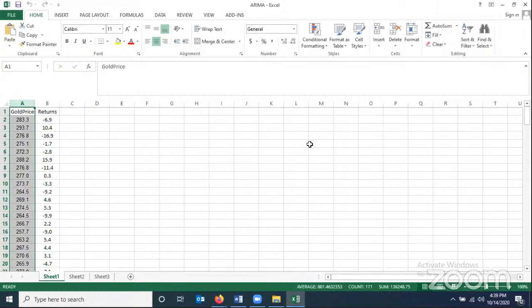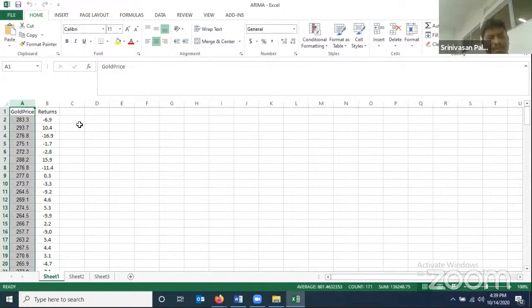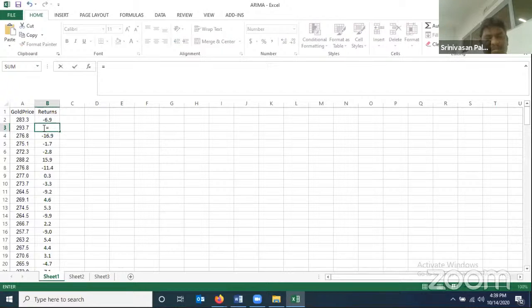Return means stock return or market return? Anything, the formula remains the same, sir. I will calculate and show you. One more thing: I have not converted into log. I am using the direct data. This gold price I am using directly, and here I'm just converting into first difference. Return means there are two formulas for it. You can multiply by 100, or you can calculate return without multiplying by 100. Now how I'm going to do this: value present minus previous.